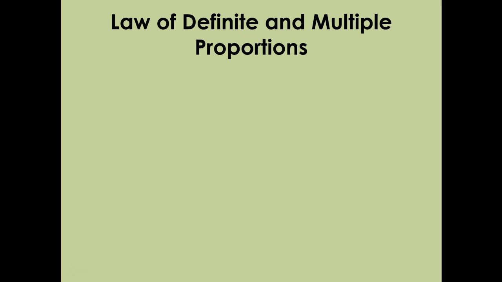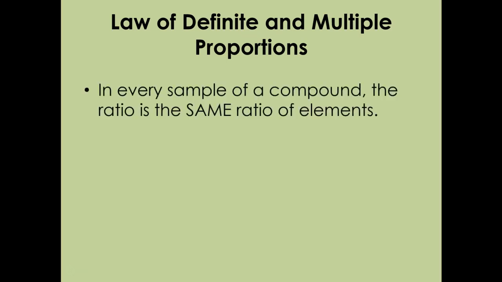So when we talk about molecular compounds, we're going to talk about a couple different things to start. What's called the law of definite proportions, and then the law of multiple proportions, which may seem a little bit contradictory, but they're not necessarily contradictory, and I'll explain. So let's talk about what we're talking about. The law of definite proportions says that in every sample of a given substance, the ratio is the same for all the elements present.